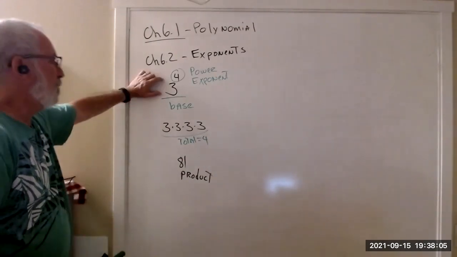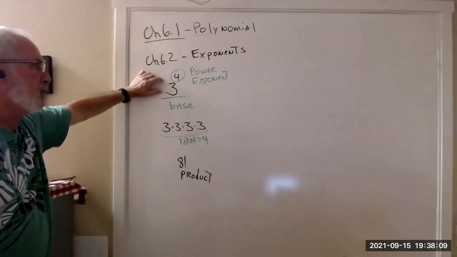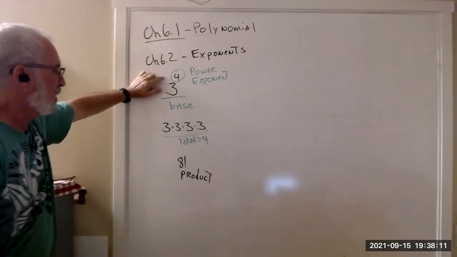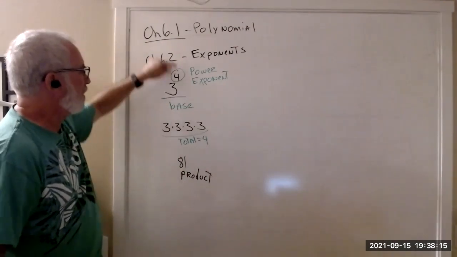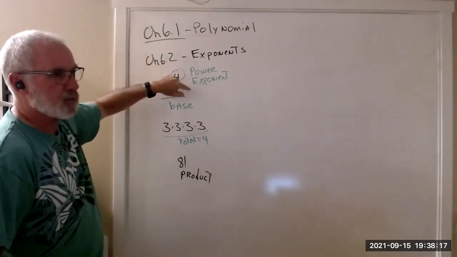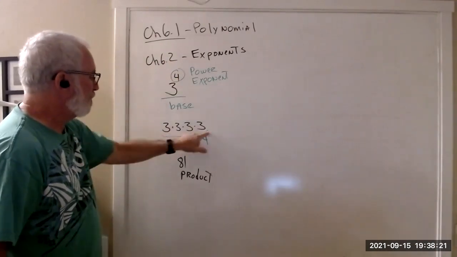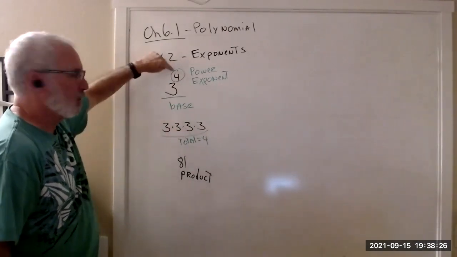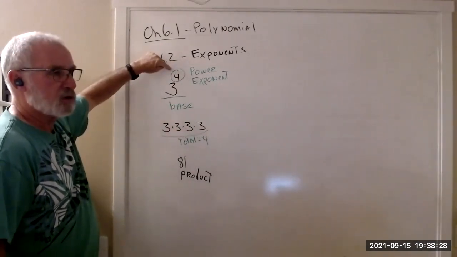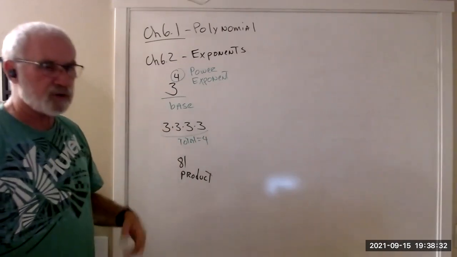So we start with an exponent term here, 3 to the 4th power. Our vocabulary is the bottom number, the 3, is called the base, and the 4 is either called the power or the exponent, doesn't matter. It means repeated multiplication, 3 times itself, a total of 4 times. And the answer, when you get that out, is called the product.